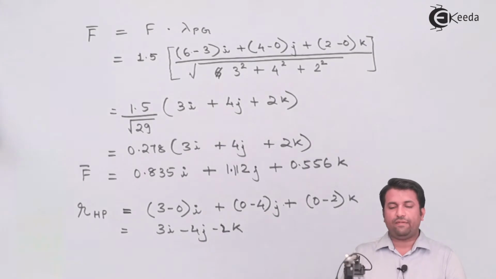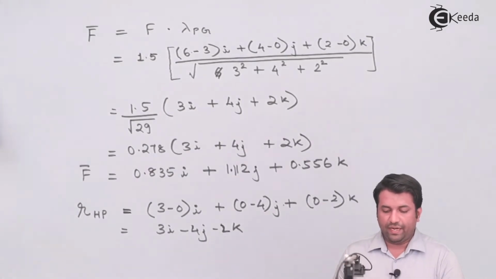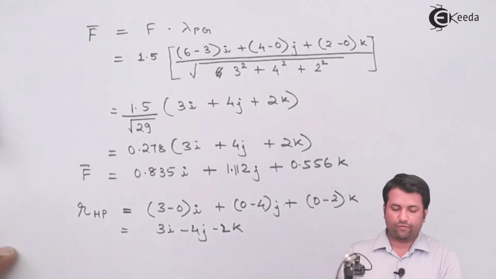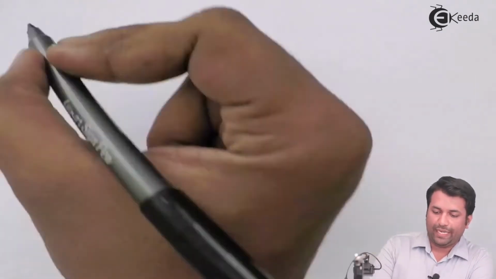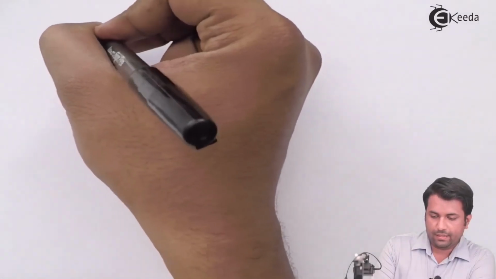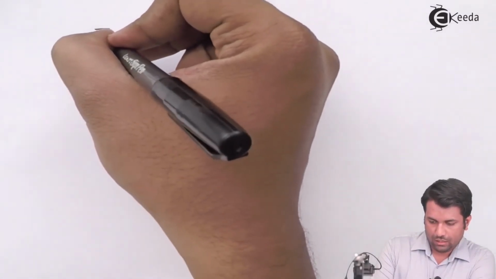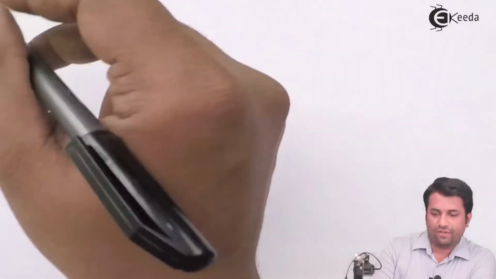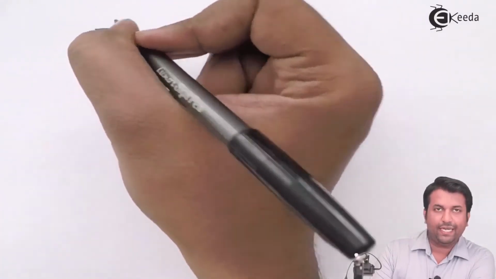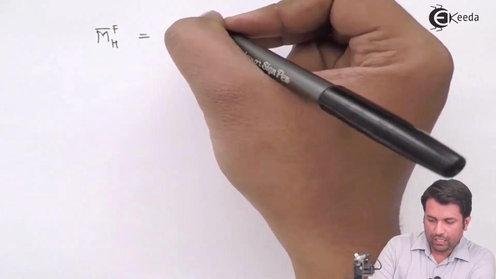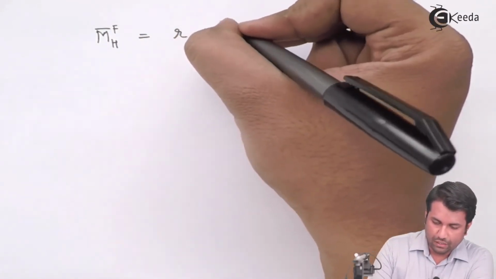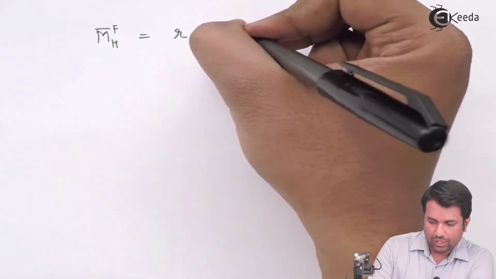Now once I have got the position vector, I need to take the cross product of this position vector and the force vector. Now since we have got the position vector, we need to find the moment vector, which is the moment vector of the force with respect to point H, and that is nothing but the cross product of the position vector and the force vector.